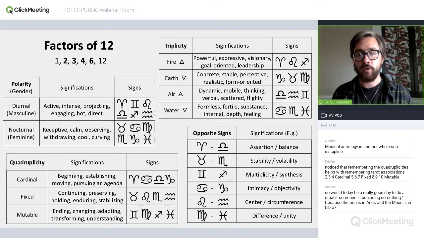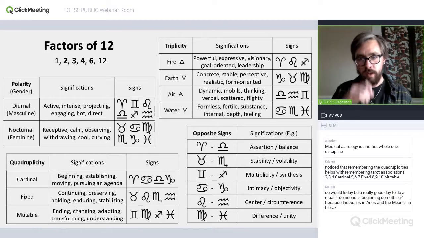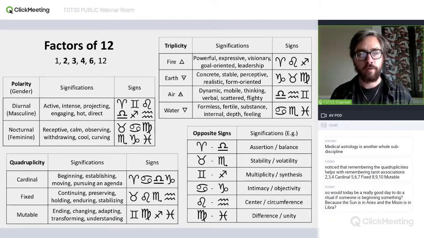Earth signs tend to be concrete, stable, perceptive, oriented towards the senses and towards the perception of concrete, actual things. Realistic and oriented with the form and structure of things. Then the air signs tend to be dynamic, mobile, can often relate to thinking or to language and to the verbal, but can also be scattered or a bit flighty. And then the water signs tend to be kind of formless, right?